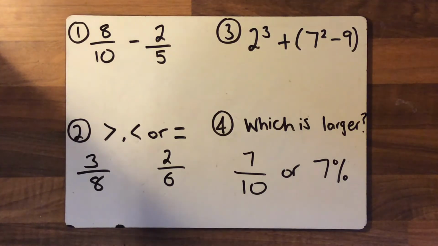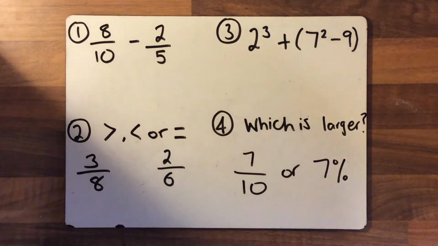So here is your mixed maths to start off with. We've got a fractions question, a subtraction, then we've got another fractions question with which symbol do we need to put in there, the greater than, less than or equal to. Then we have a BIDMAS question, and the number 4 is which one is larger, 7/10 or 7%. So if you could pause the video there, have a go at working out those 4 questions, and then I'll tell you how you should have solved them.